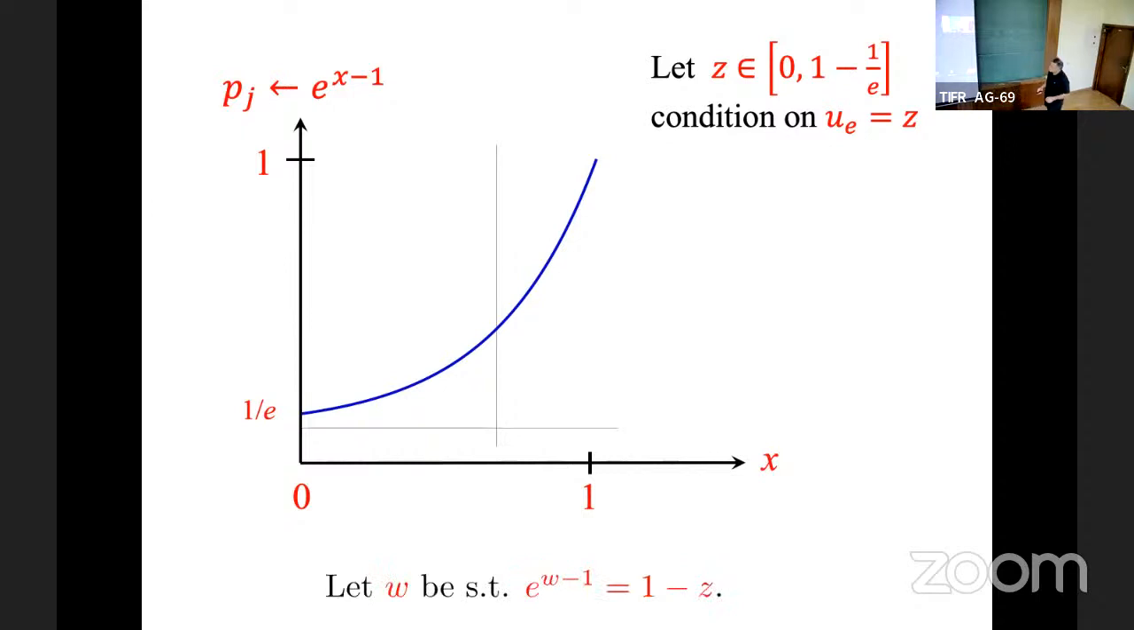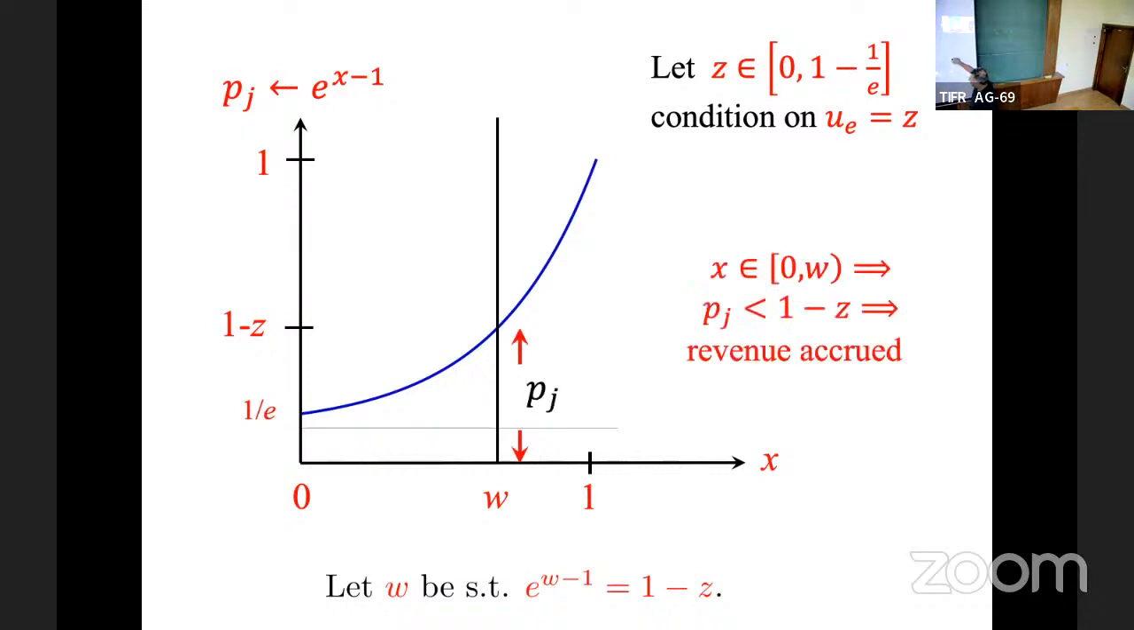Okay, so now just pick a W so that e to the W minus 1 is 1 minus Z. So I'm just taking that W, where e to the W minus 1 is 1 minus Z, and whenever Pj is in this range between 0 and 1 minus Z, revenue is accrued. J is matched, revenue is accrued.